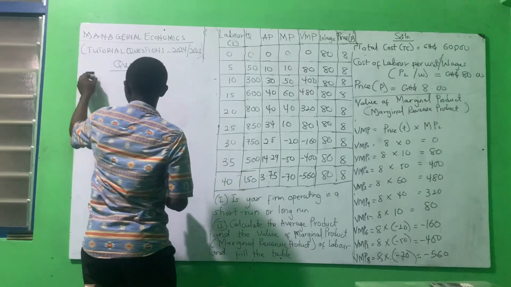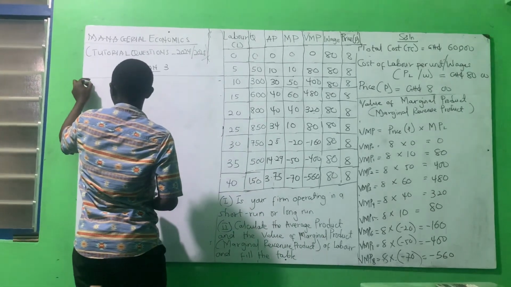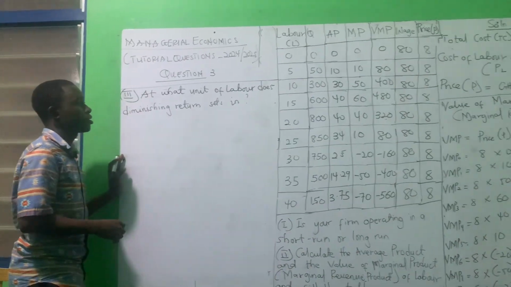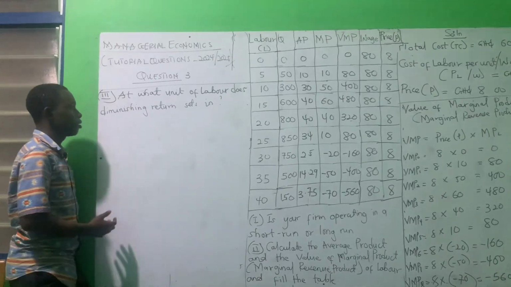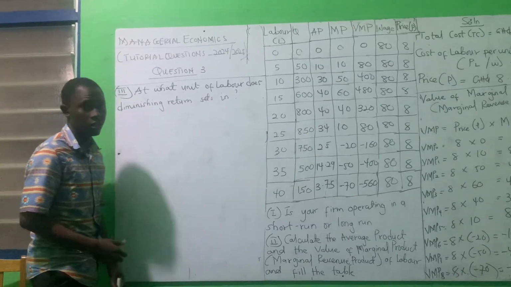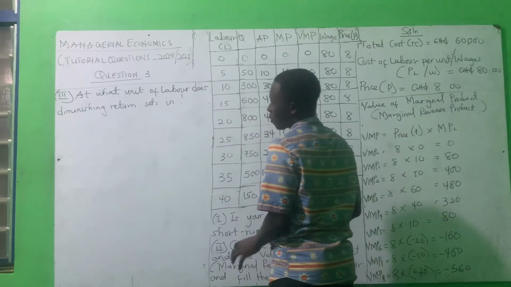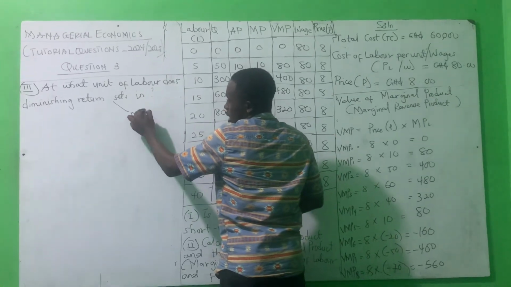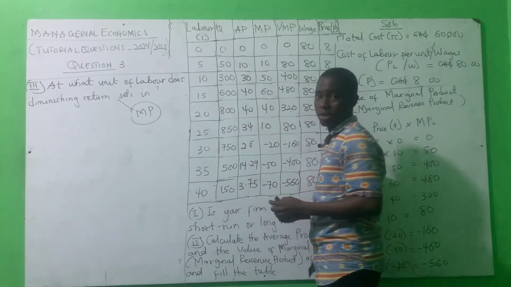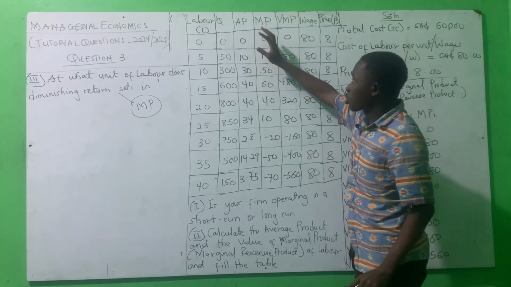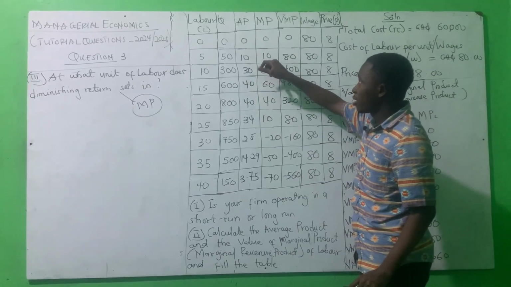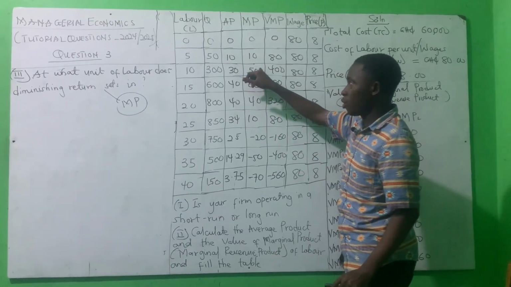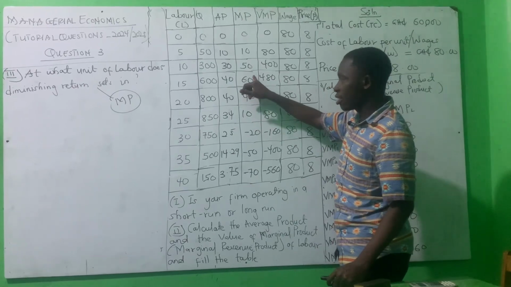So there's II. With the third part of the question, it's saying, at what unit of labor does diminishing return set in? So if you want to solve this particular question where diminishing marginal return sets in, we focus on marginal products. So we'll come to the marginal product column and check. From 0, it increased to 10. From 10, it increased to 50, a difference of 40. From 50, it increased to 60, a difference of 10.